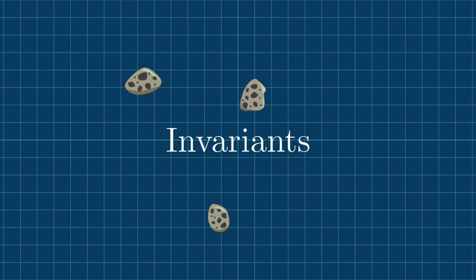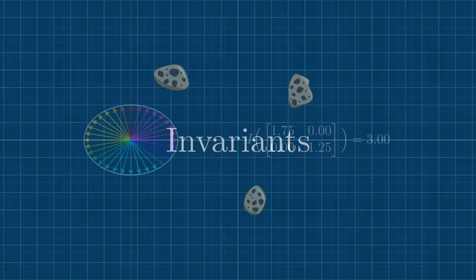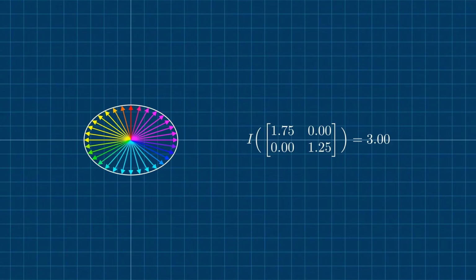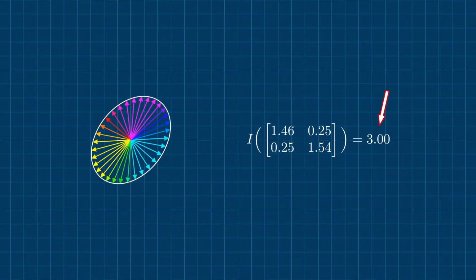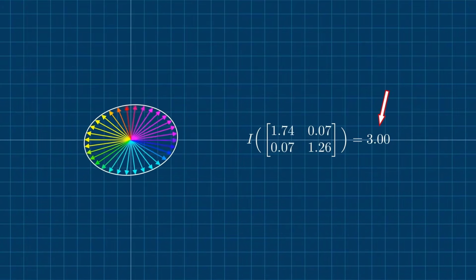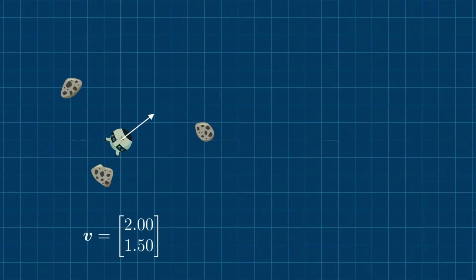In this video we will talk about one of the most fundamental concepts in tensor calculus, invariants. Sometimes in physics or engineering we need to formulate functions that depend on tensors but do not change their function value when we rotate the tensor. Such functions are called invariants. Okay, this sounds quite abstract, so let me give you an example.